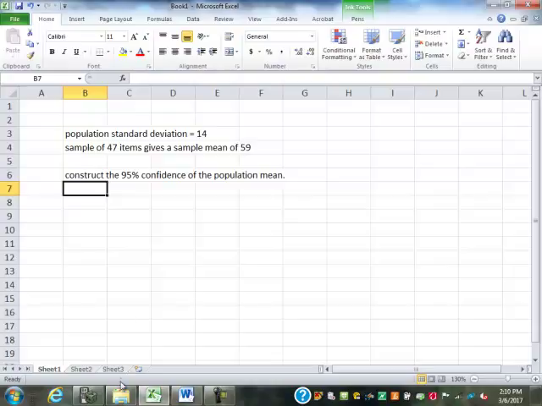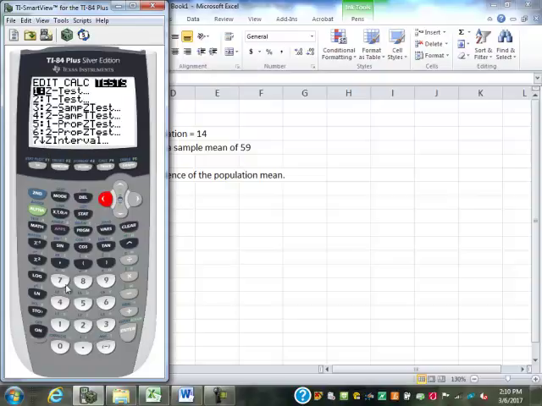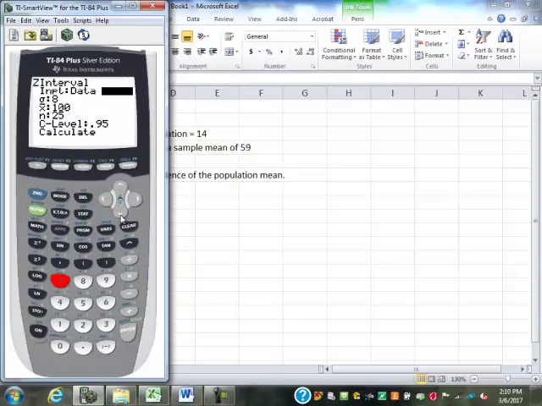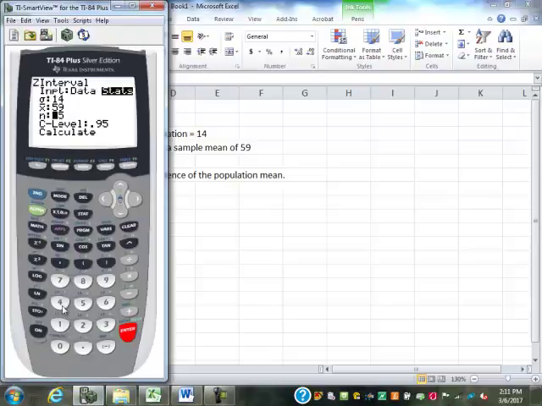So as we saw, the calculator can do this rather quickly. We're going to go to Stat, Tests. This is a Z interval, so that's option 7. We're inputting it with the stats. 14 is the population standard deviation. X bar is the sample mean, which is 59. Sample size was 47. And our confidence level is 95. So we're going to calculate. And the calculator spits out this range.